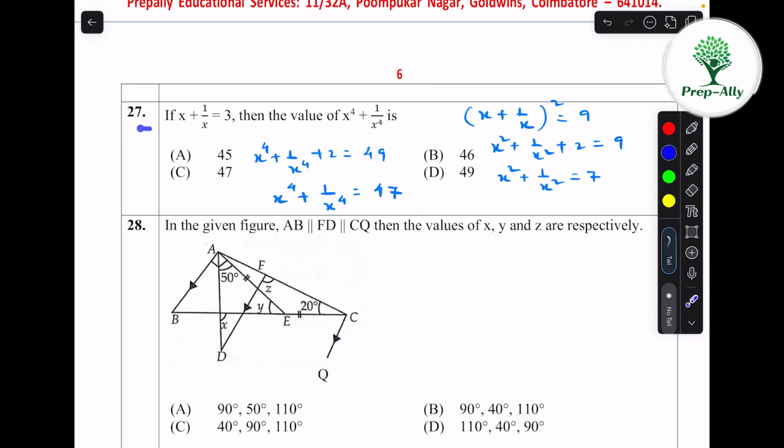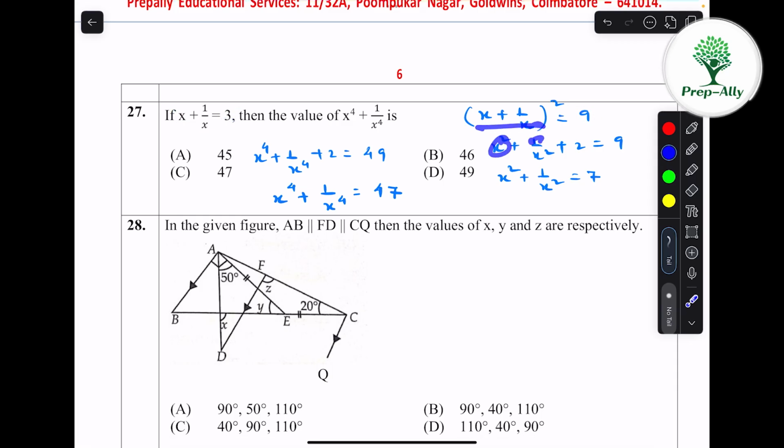See how to solve this question. Here the question is, if this is equal to 3, then what is the value of this? So this is equal to 3 right here. Squaring both the sides, I will get this square equal to 9, square of this equal to square of this right here. So this equals what?